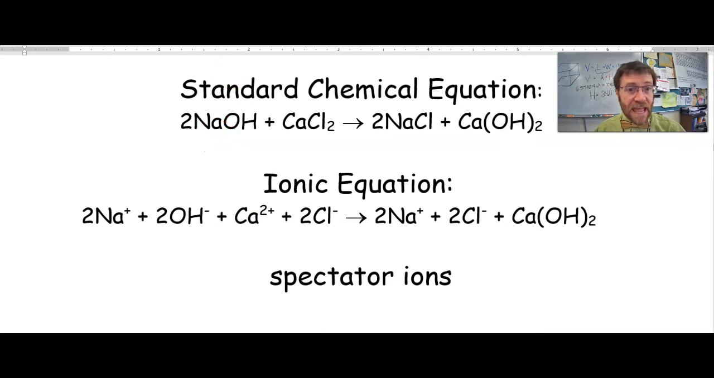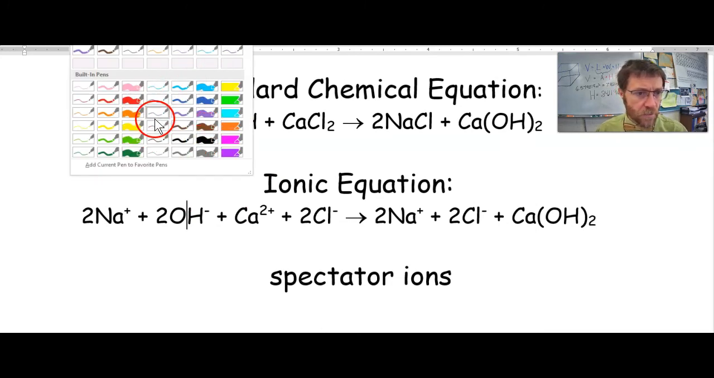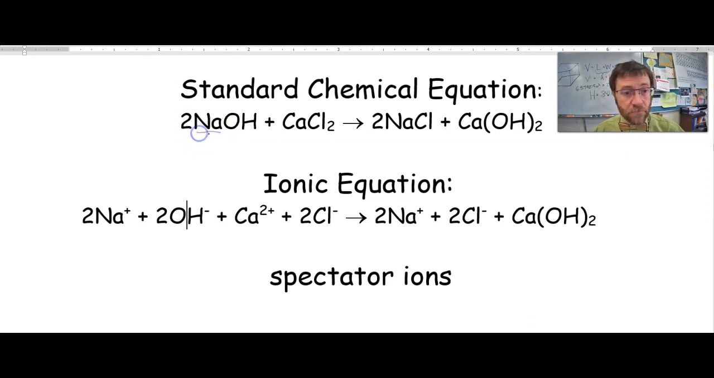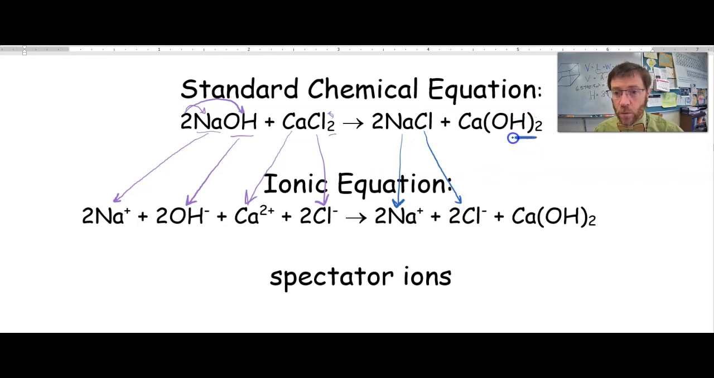So it kind of works like this, right? We're starting out with NaOH. We just take the sodium and we write the sodium ion. We take the hydroxide, we write the hydroxide ion, but look, there's 2. So there's 2 sodiums, there's 2 hydroxides. We take 1 calcium. There are 2 chlorine ions. Y'all see that? Now for the products, we have 2 sodium ions, 2 chlorines, and then we have 1 calcium hydroxide. You dig?